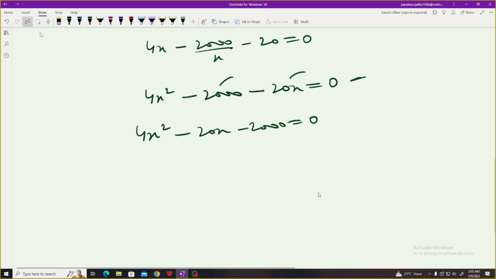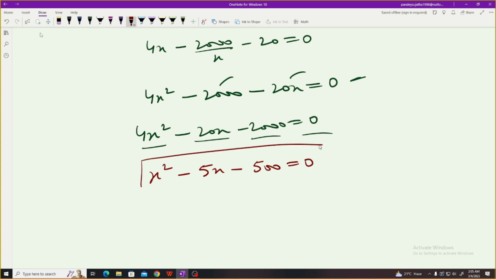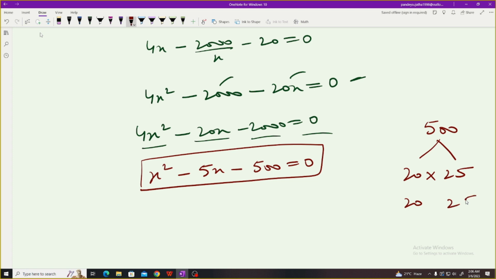Again, we observe here that in all these terms, 4 is common. So cancel 4 from all terms and we get x square minus 5x minus 500 equal to 0. Now factorize this equation to get the value of x. Find the factors of 500. So we get 20 and 25. 20 into 25 is 500, and when we subtract these two, 25 and 20, we get 5.